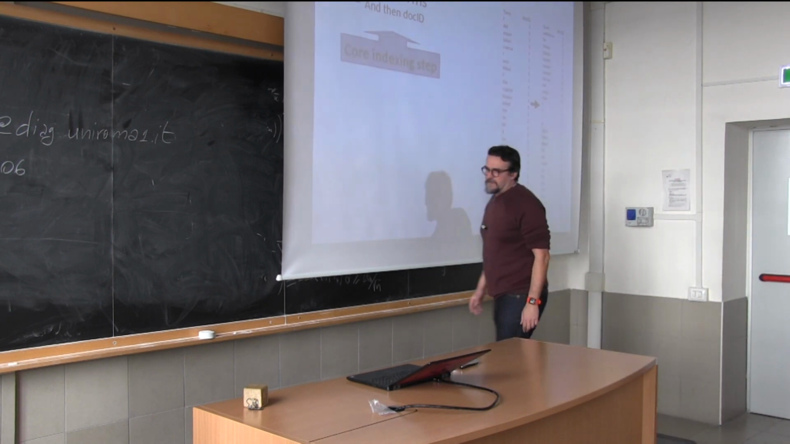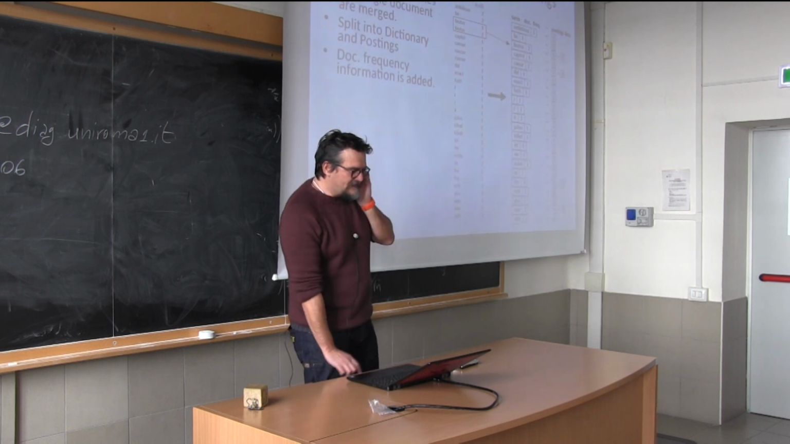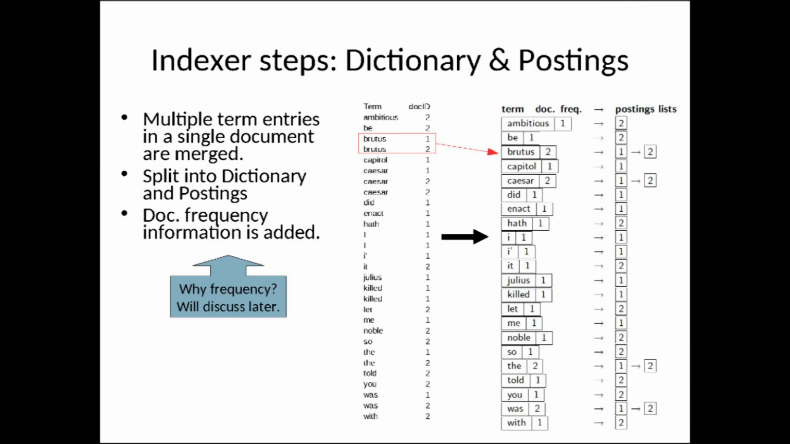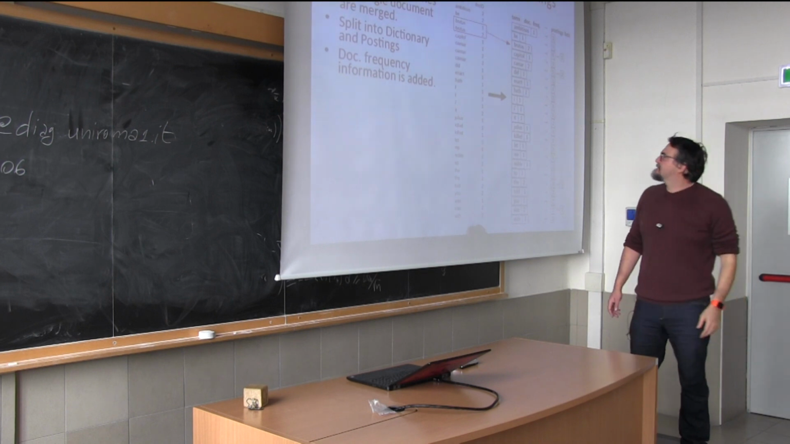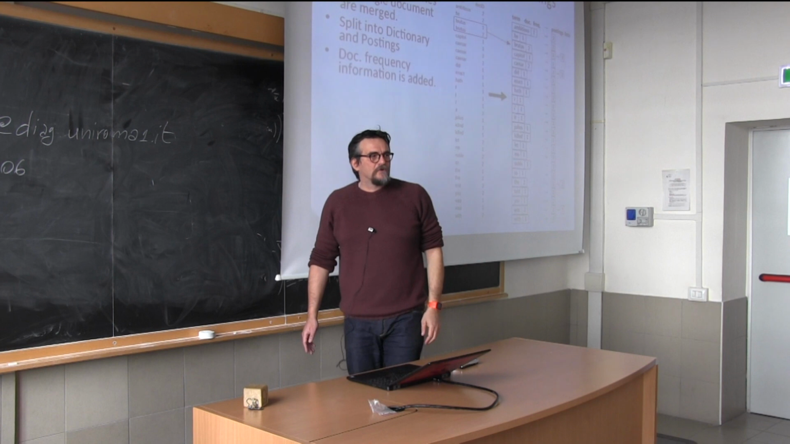Okay, good. So from here, it's extremely simple. Let's see as an example Brutus. You see, here you have alphabetic order, ambitious, be, Brutus, etc., and then doc ID. Let's take Brutus. It appears both in document 1 and document 2, and thus Brutus has a posting list 1 and 2. And this is the same for all the other terms in the document.